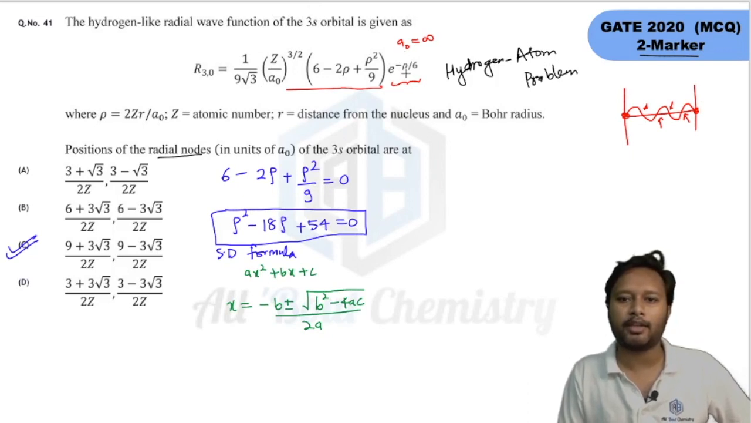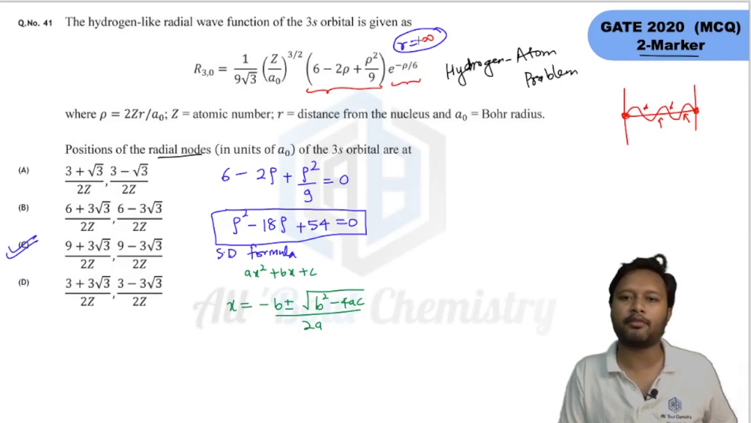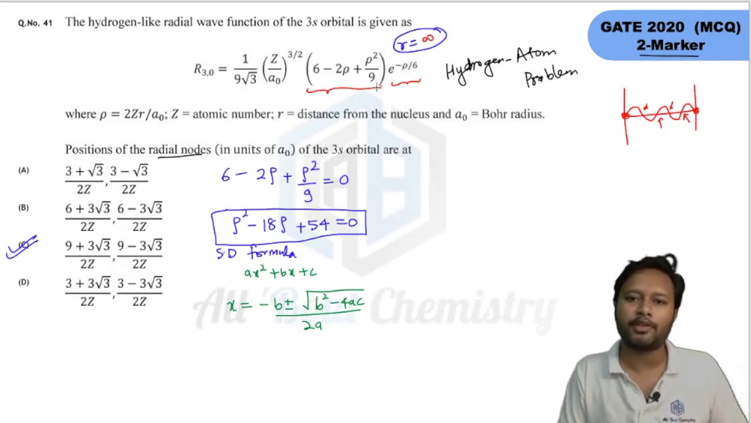But yeah, in the value of rho, if you put 2ZR upon a naught, here you will be getting r equal to infinite, and that's a boundary condition. So that's why we have not taken this function, we just have to take this function. That's a particular correction which I wanted to make in this solution. So that's how it will be done. The rest of the solution is the same.